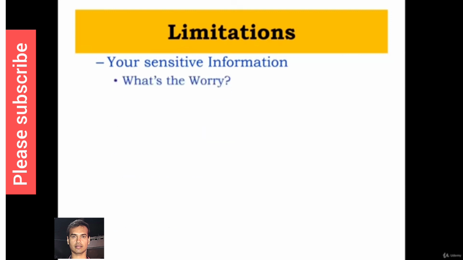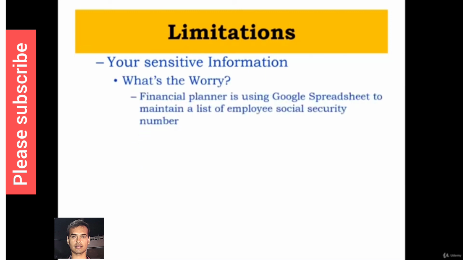So what's the worry? We'll have an example here. Let's say a financial planner is using a Google spreadsheet to maintain the list of employee social security numbers. Now, the financial company isn't the only one who should protect the data from hackers and internal data breaches. In a technical sense, it is also Google's responsibility, or it will become a problem for Google. However, Google may absolve itself of the responsibility in its agreement with you. So it's no less complicated a task to sort out how sensitive information is genuinely secured.